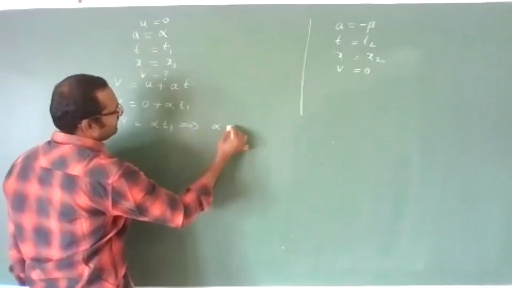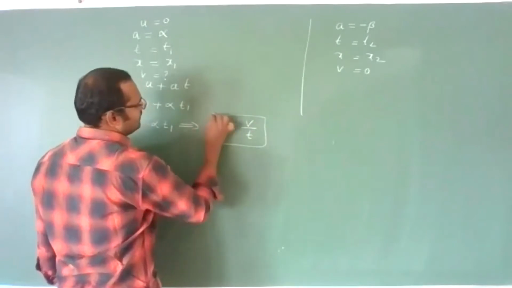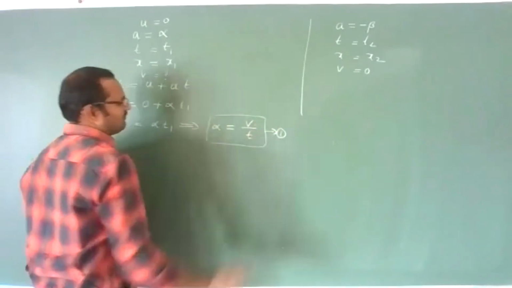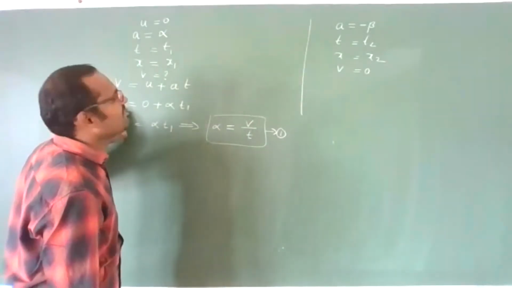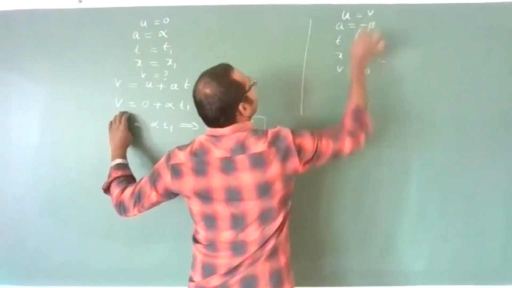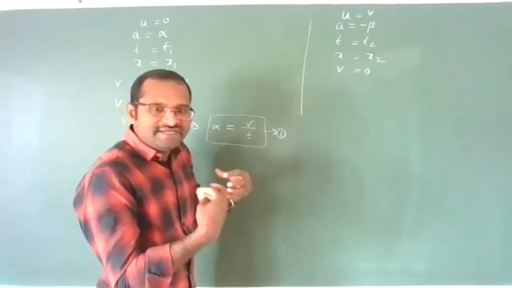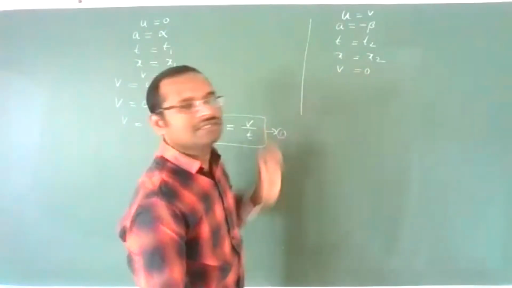Can we get the alpha value? Yes, that is v by t1. Remember this as equation number 1. Now the velocity of the vehicle is this much. This is the initial velocity for the next stage, that is v.